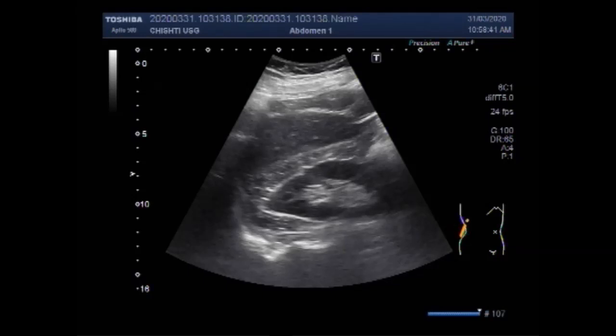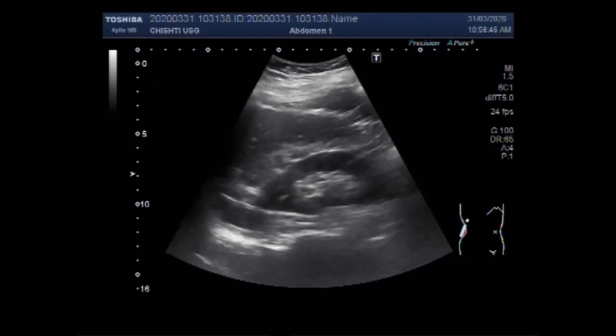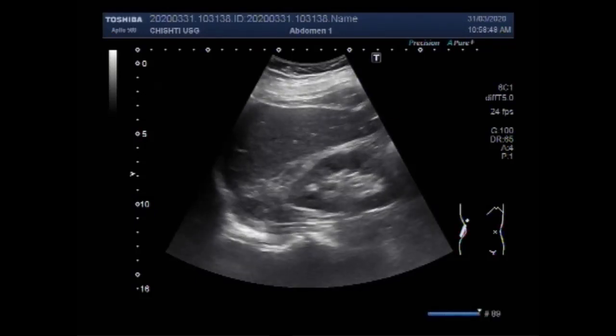This ultrasound video shows multiple diverticuli of the urinary bladder. You can see the liver, right kidney.